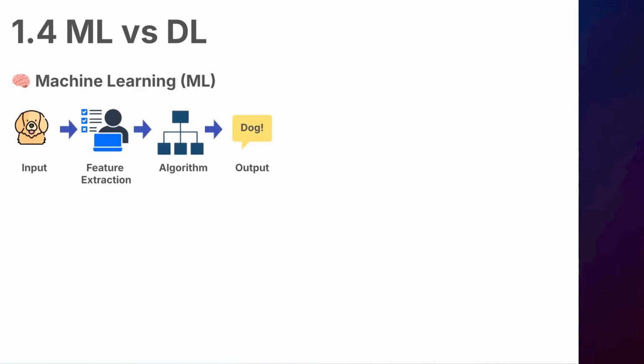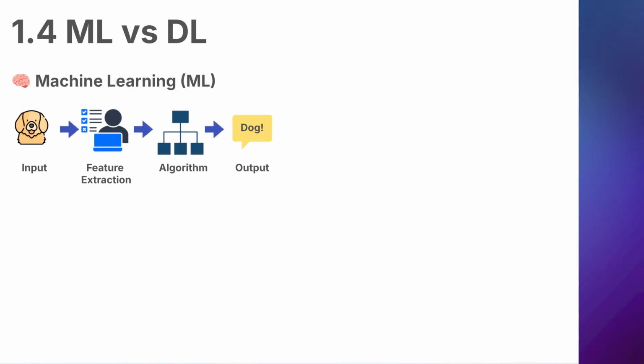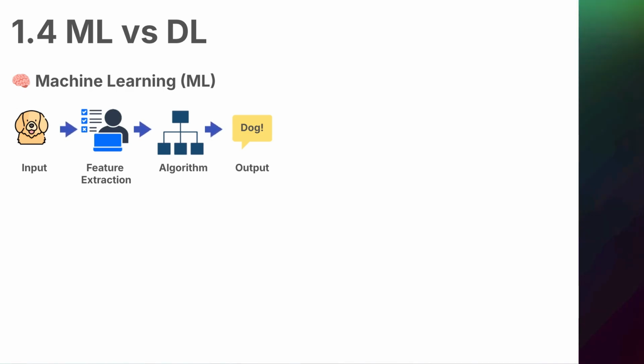4. Machine learning versus deep learning. Let's take a closer look at machine learning and deep learning. Machine learning refers to techniques that allow computers to learn from data using specific algorithms. These algorithms include things like linear regression, decision trees, support vector machines, and k-nearest neighbors.